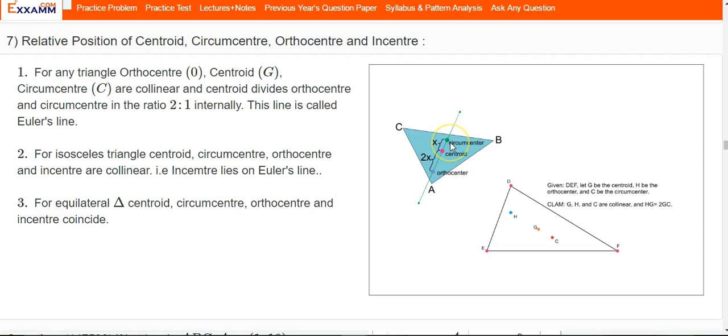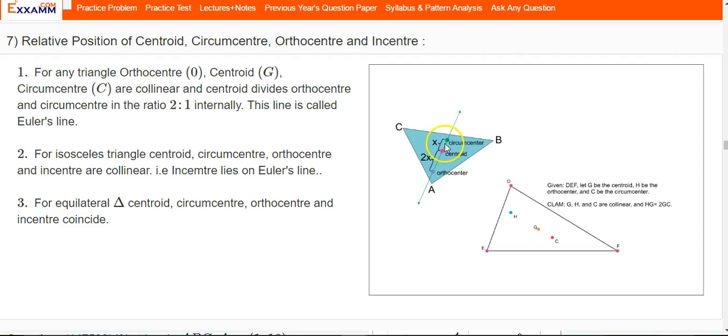So this distance, when it is x, this distance would be 2x. One property of circumcenter, we said that if modulus of z1 is equal to modulus of z2 is equal to modulus of z3, then in that case circumcenter is origin. And this is the second very important property: we have to remember that centroid is nearer to circumcenter. So if this distance is x, then this distance is 2x.